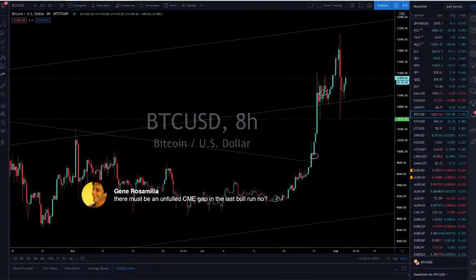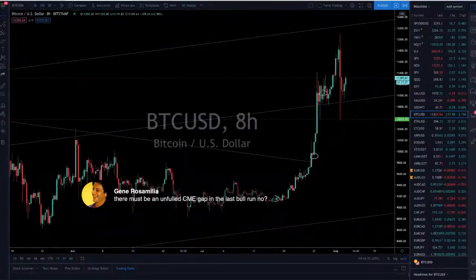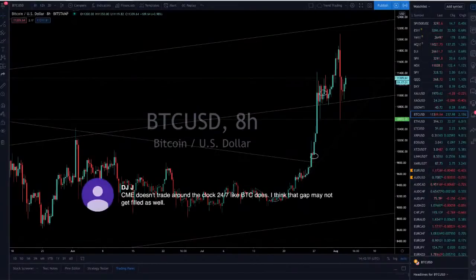The CME started, by the way, at the height of the bull market. They started in December of 2017, so the CME was not available during the last bull market. Yeah, I mean, that's where I lean towards, and we'll see what happens.